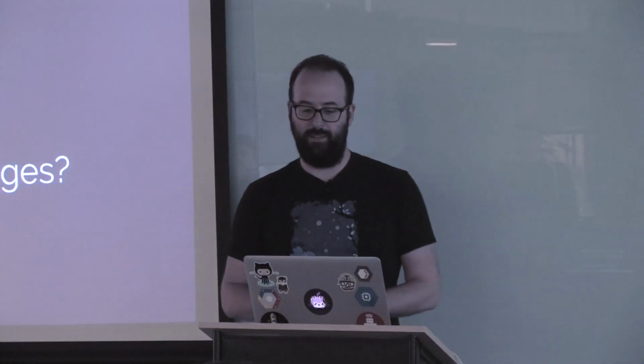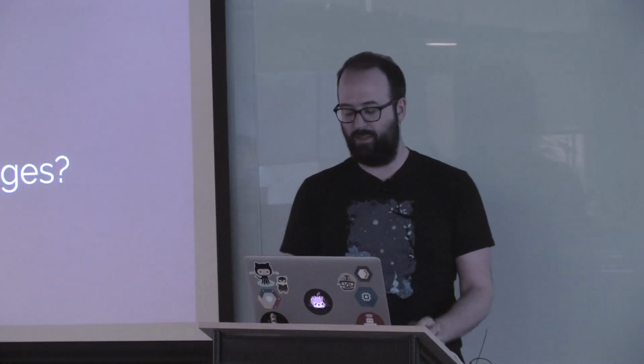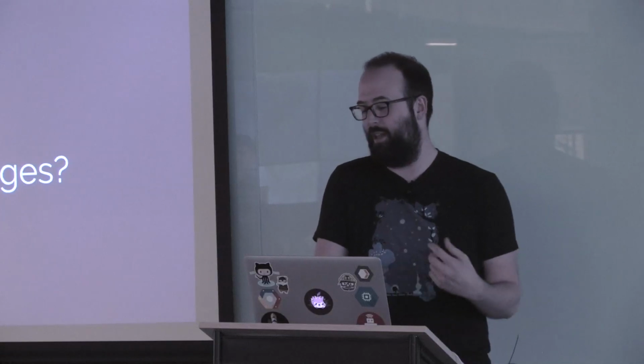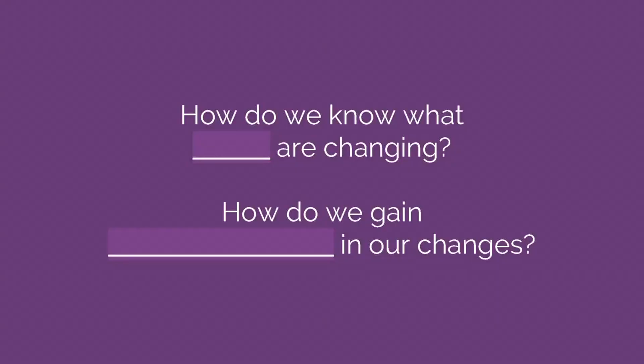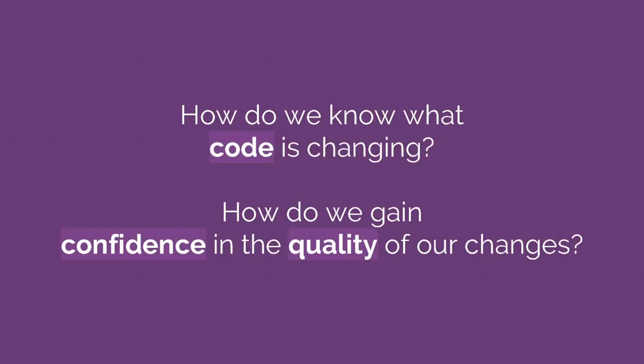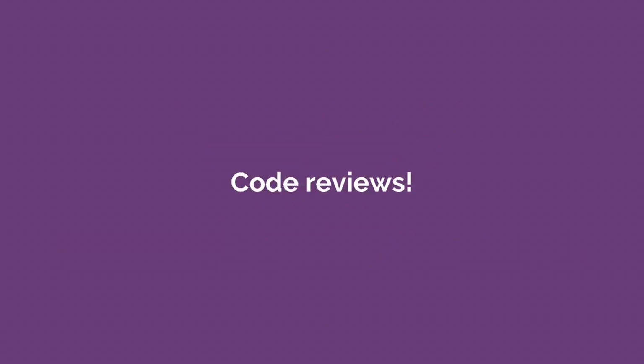So I started thinking about this and got to a point where I was like, okay, what are we doing for code right now? What if I just replace this idea with, how do we know what code is changing and how are we getting confidence in the quality of our code changes? And one answer to that is just code review, right? We're doing code review all the time, hopefully, because it gives us value that's outside of what things like static analysis tools or linters can give us, right?